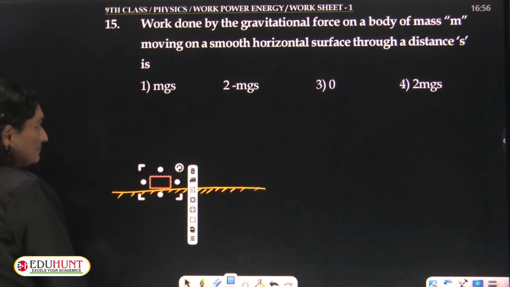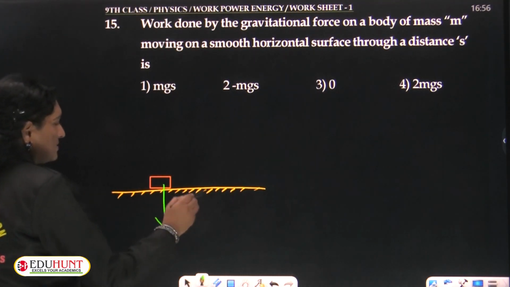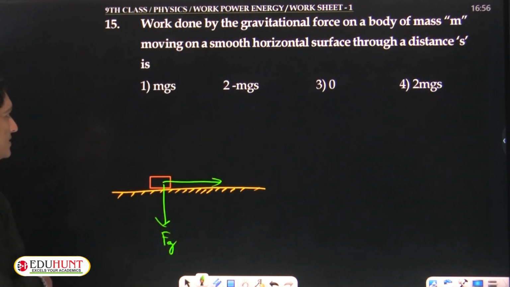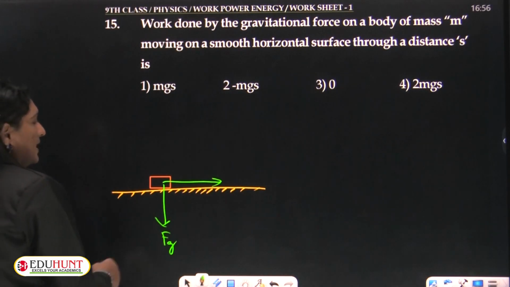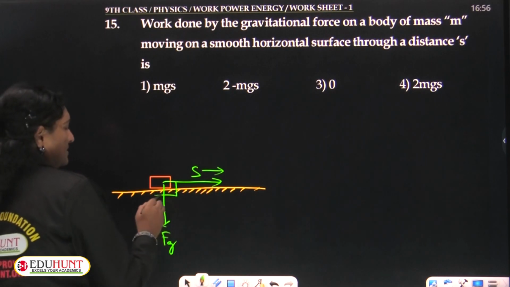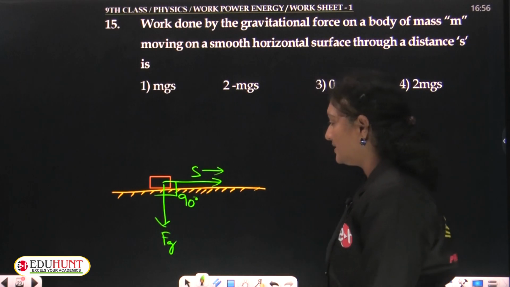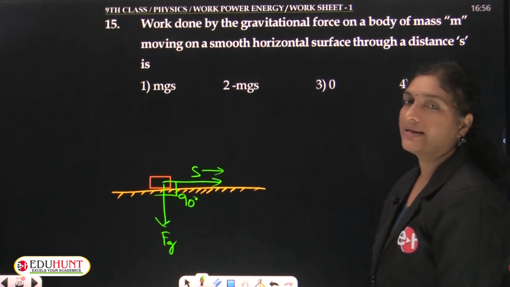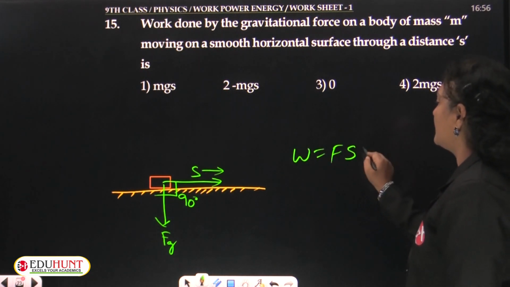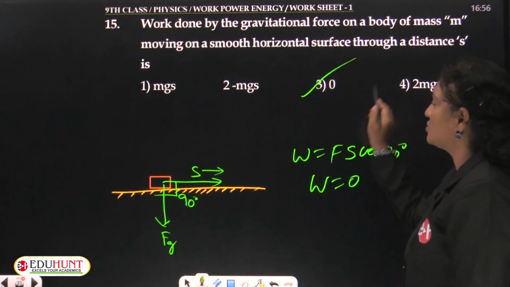Consider a body. On the body, the direction of the gravitational force is downwards and the body is pulled horizontal to the surface. In this case, this is the direction of displacement, this is the direction of the force. The angle between the displacement vector and the force vector is 90 degrees. Whenever the angle between the force vector and displacement vector is 90 degrees, work done is given as Fs cos 90 degrees, and this will be 0.